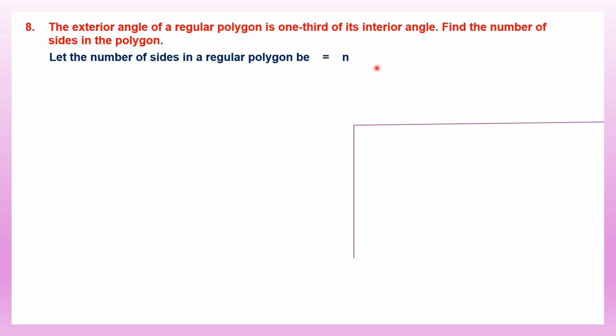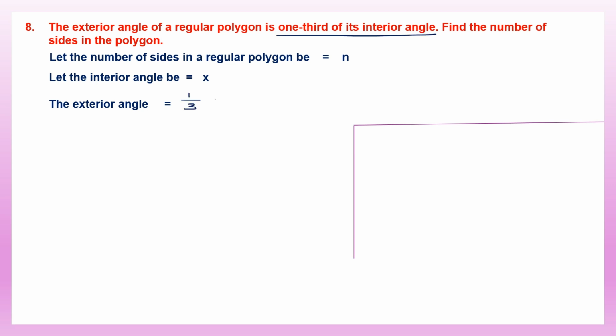Let the number of sides of a regular polygon be n, and let the interior angle be x. If the interior angle is x, then what will the exterior angle be? Here it's given exterior angle is 1/3 of its interior angle. Interior angle is x, 1/3 of x means 1/3 into x. So 1 into x is x, x by 3. So now interior angle is x, exterior angle is x by 3. If we are able to find one of these angles, the value, then we can find the number of sides.